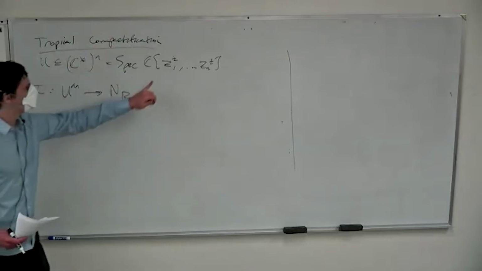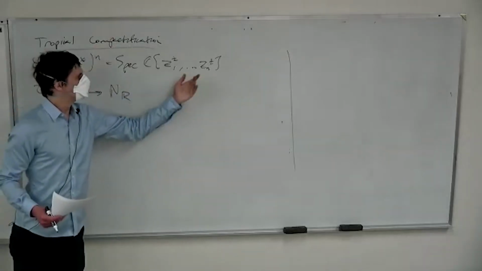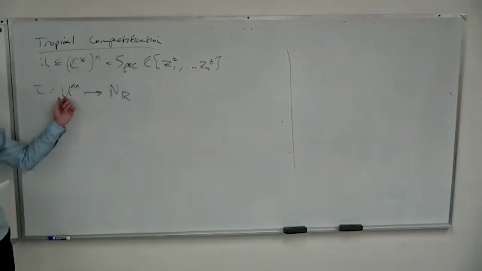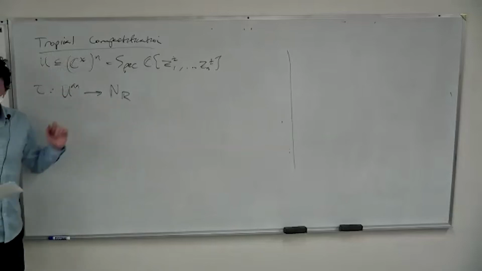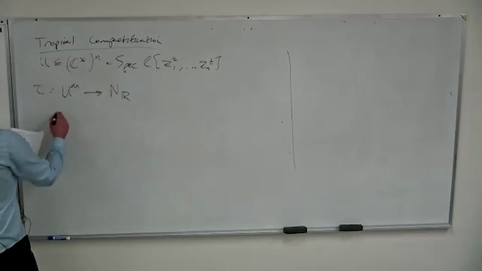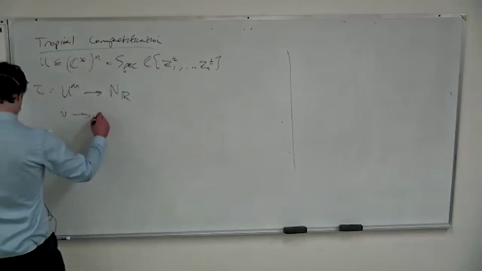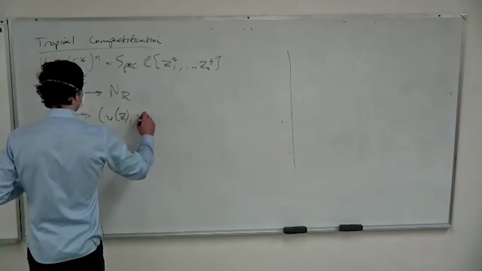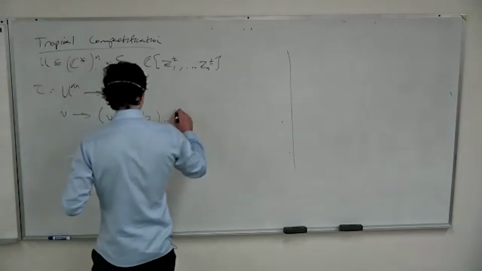And how do you get something in this N_R? Well, N_R is just valuations on the z's. It's the cocharacters. So you just plug the z's into whatever my valuation is here. That gets me my numbers, and it lands me in N_R. That's what tropicalization is. So we just send a valuation v to whatever it is on z_1, z_2, up to z_n.